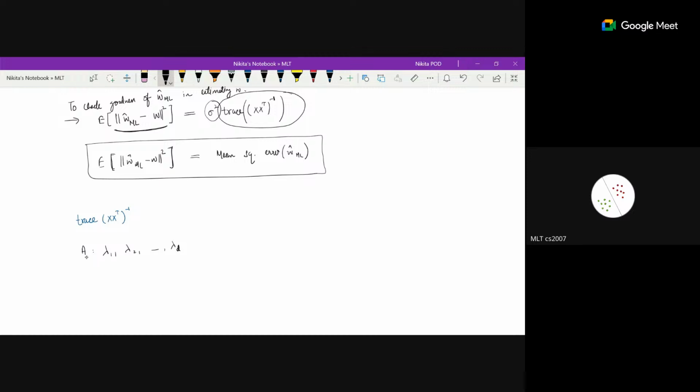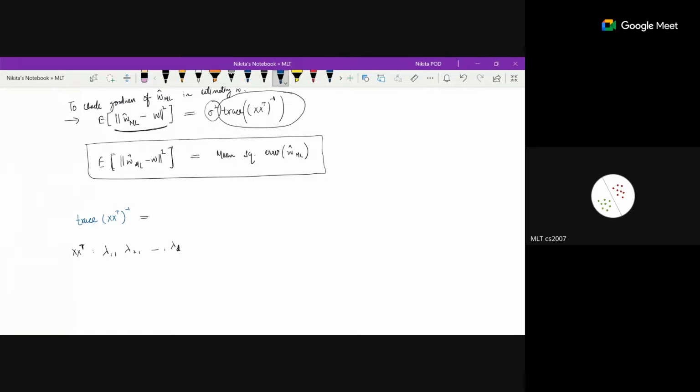Think of this as my XX transpose matrix. My X was a D cross N matrix, so X transpose would be N cross D, and we'll have a D cross D matrix. Let's say we have D eigenvalues: lambda 1, lambda 2, and so on to lambda D. Now if we have to find the trace of this XX transpose inverse, what should it be?